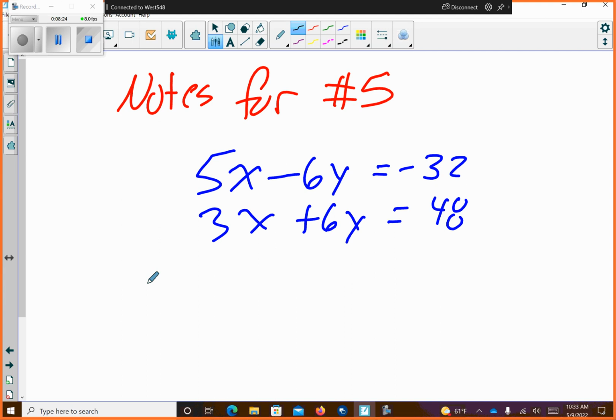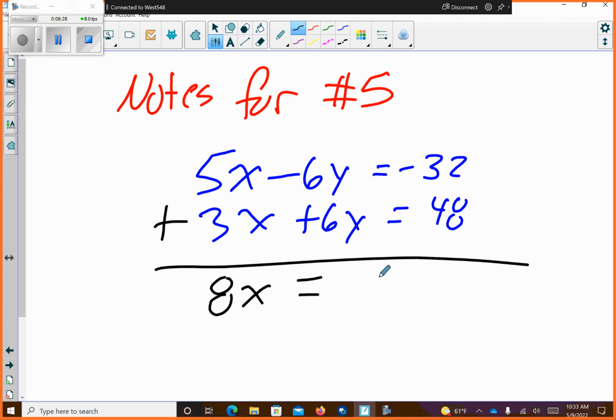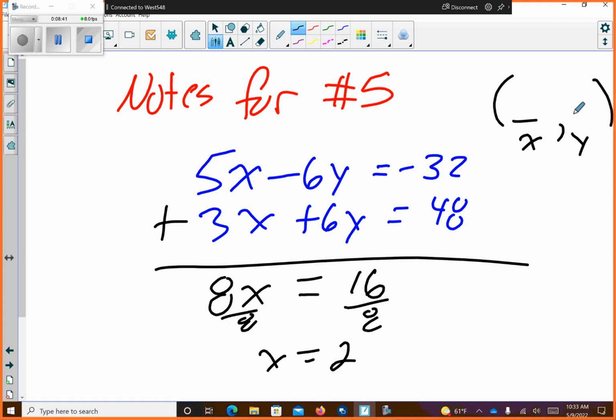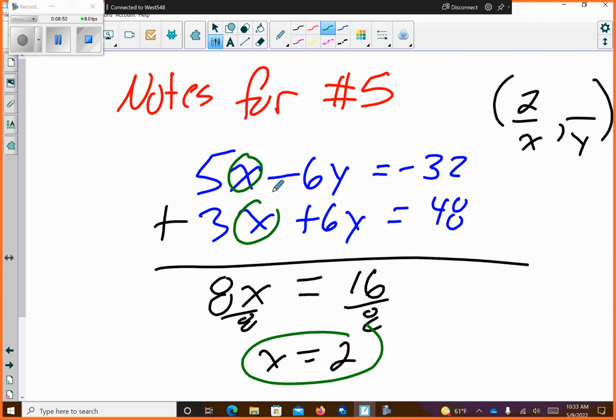So right now, if I were to add these two equations together, I'm going to get 8x. The y's cancel each other out, and I get 16. Divide each side by 8. So x is equal to 2. Remember, I'm trying to get an x and a y value. So I get a 2 there. I can take that 2 and plug it into either of them, here or here. It's your choice. I might plug it into the bottom one.